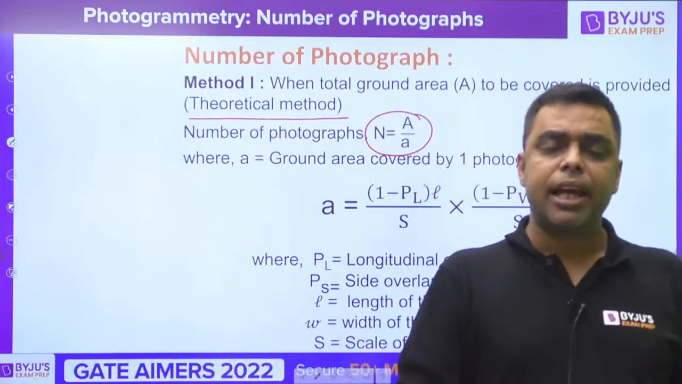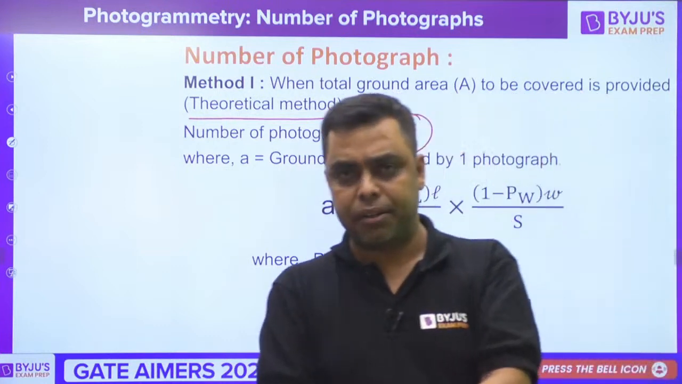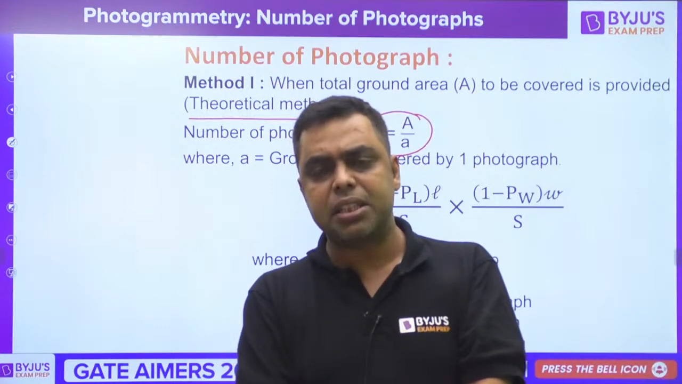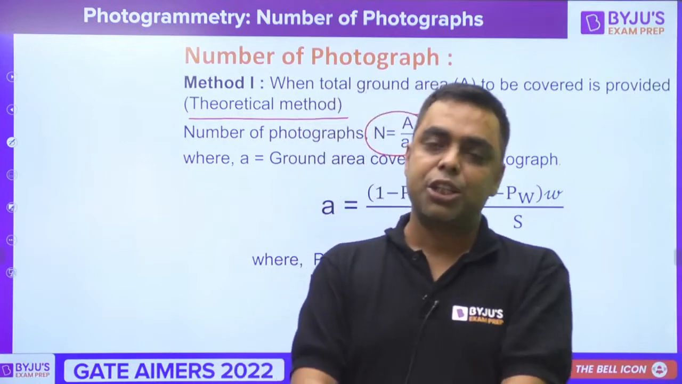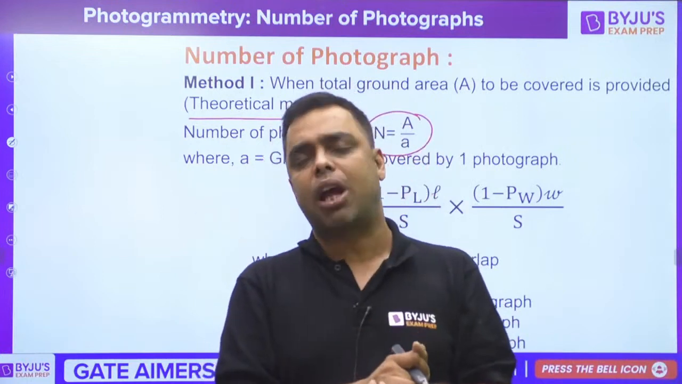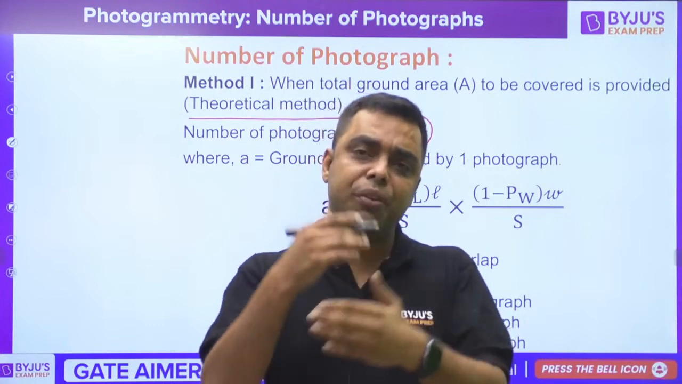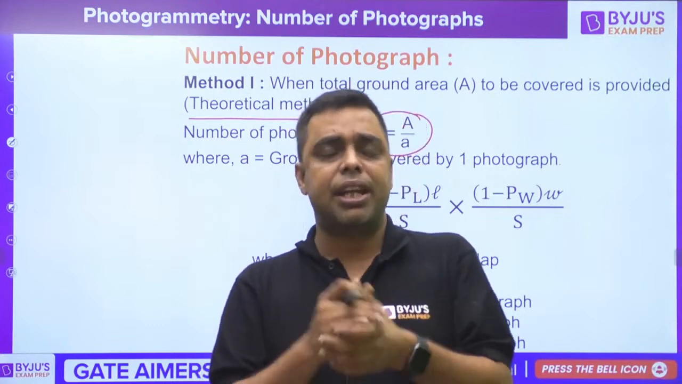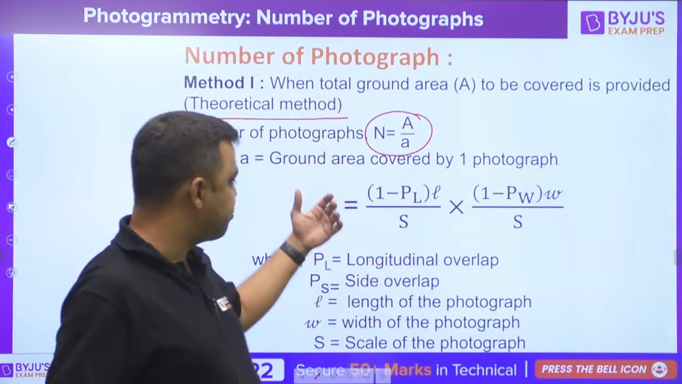What is capital A? Capital A is the total ground area which is to be surveyed. And small a is the ground area covered by one photograph. So if we divide them, we can definitely get the number of photographs, right?